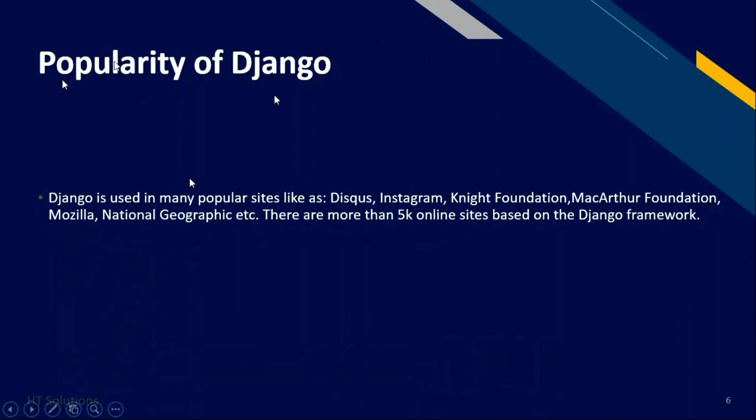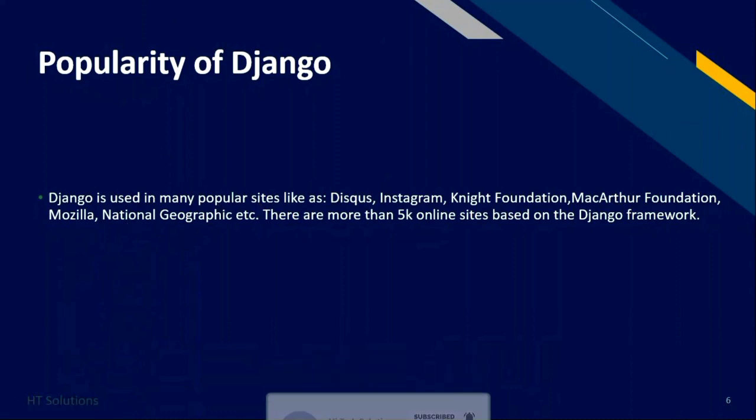So next is popularity of the Django. Django is used in many popular sites like Disqus, Instagram, Knight Foundation, MacArthur Foundation, Mozilla, National Geographic, etc. There are more than 5,000 online sites based on the Django framework.